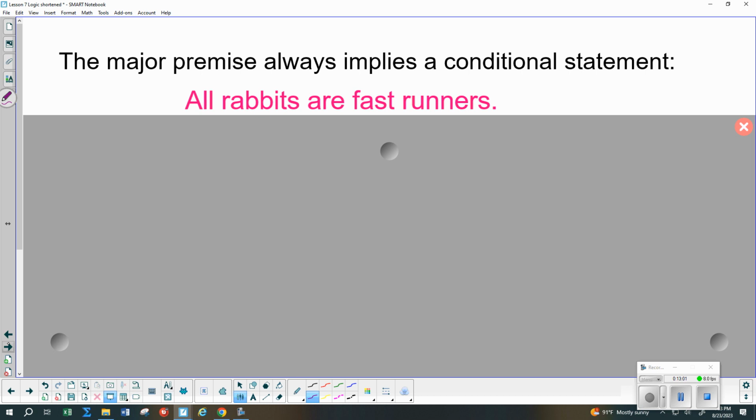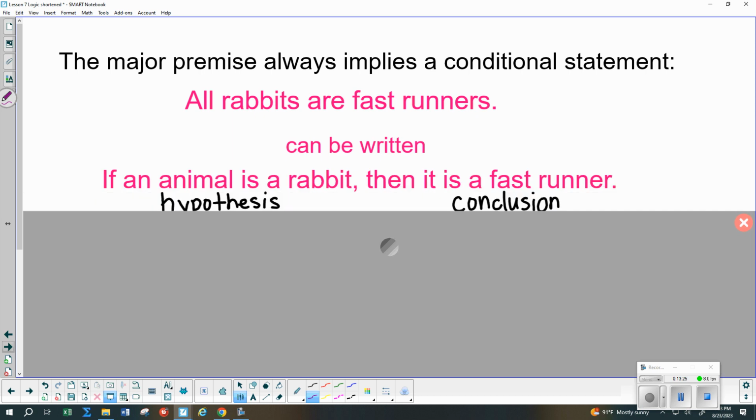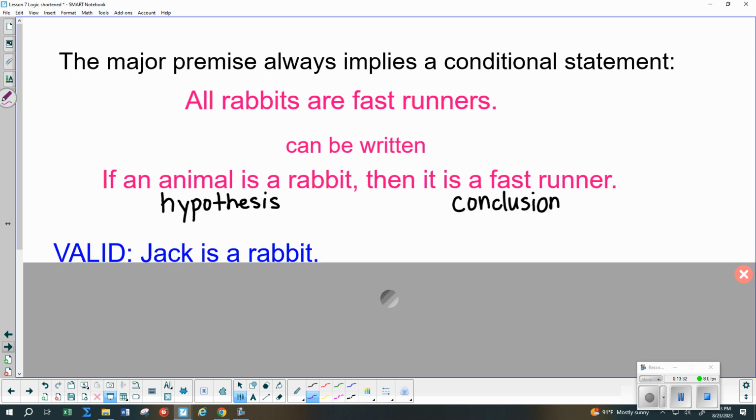So if we had all rabbits are fast runners, sometimes the book will say write it as a conditional, write it in if-then form, so you need to write it out, but you at least want to think what's the if and what's the then. So I need somebody to suggest how we might write this in if-then form. Thank you, Una. If it's a rabbit, then it's a fast runner. If an animal's a rabbit, then it's a fast runner. Sometimes we call the if part hypothesis and the other part conclusion.